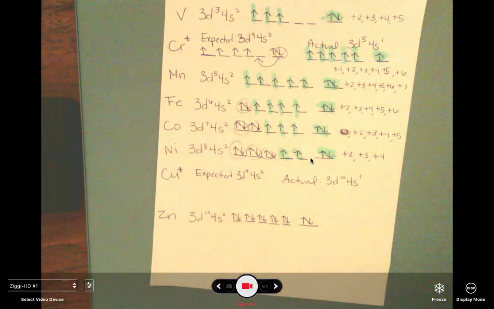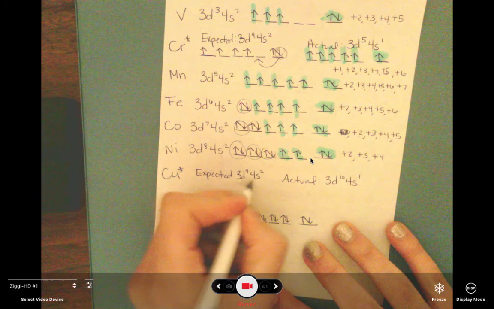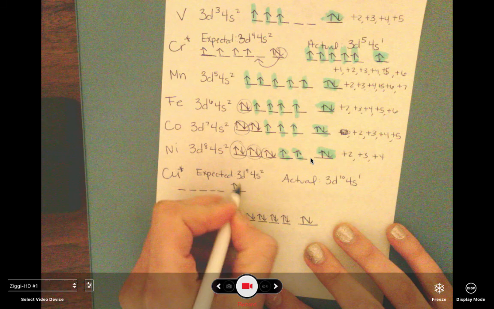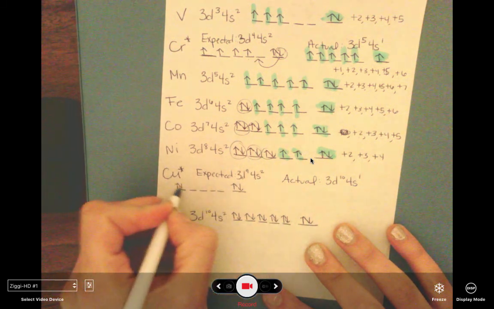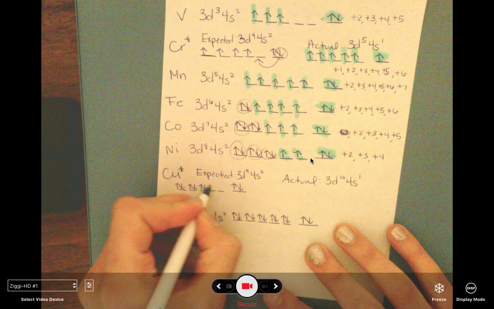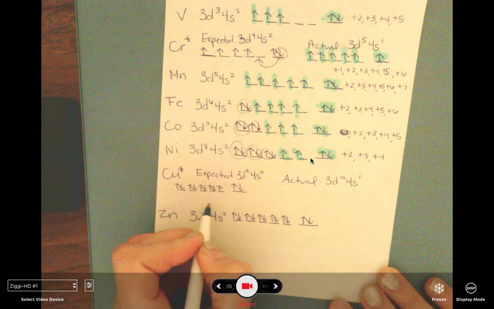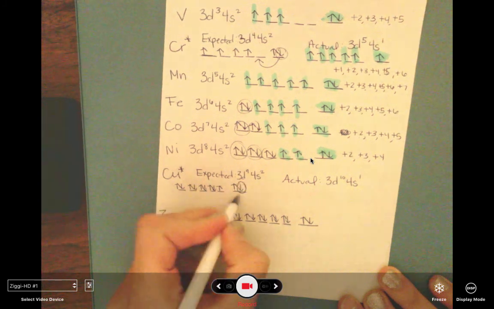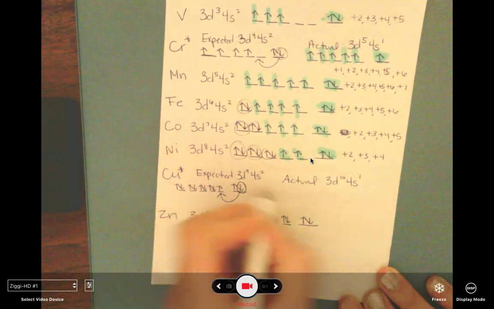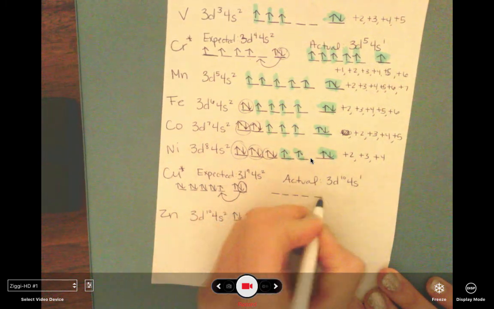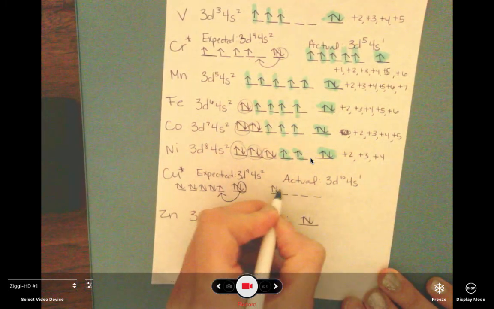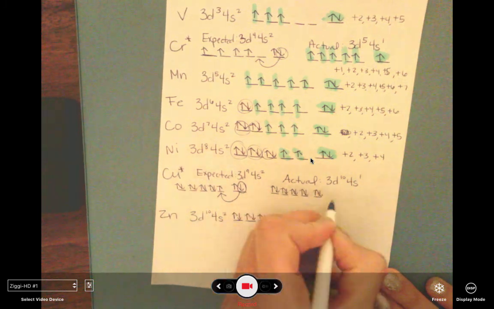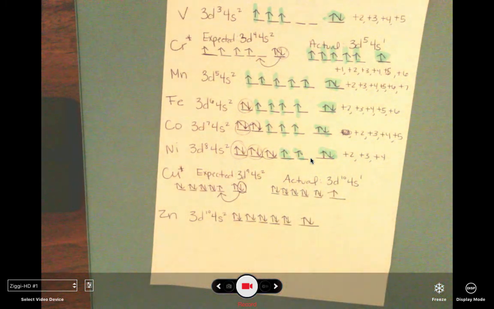Copper is a little funky, just like chromium. You would expect to see copper 4s2, 3d9. So here's your 4s2 electrons, and then your 3d9 is going to look like this. Just like chromium, what's going to happen is it's going to pull an electron from the s orbital to fill in that d block. That way it has a full d block, 3d10, which is way more stable than a 3d9. So by filling all the d block and then having one electron in the s block, it's more stable.